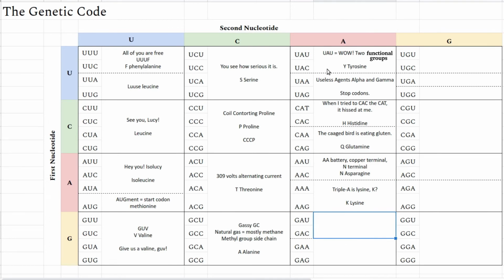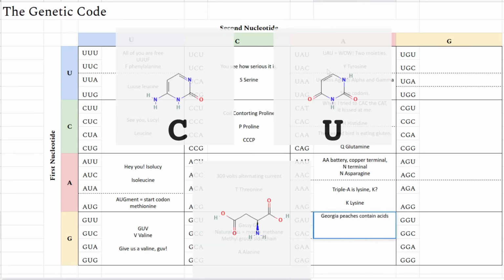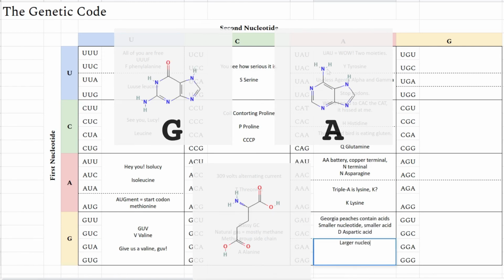For GA, we have two half blocks again. Georgia peaches contain acids. C and U are smaller molecules, so the GAC-GAU half block codes for the smaller acid, aspartic. G and A are larger molecules, so GAG-GAA codes for the larger acid, glutamic.